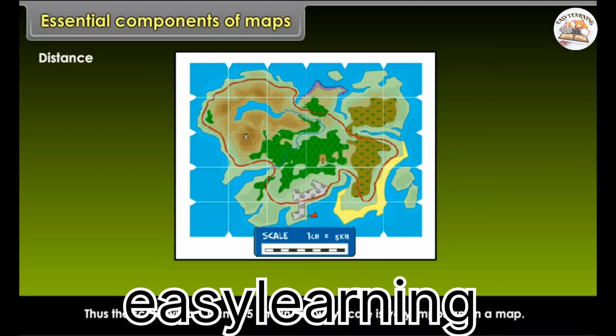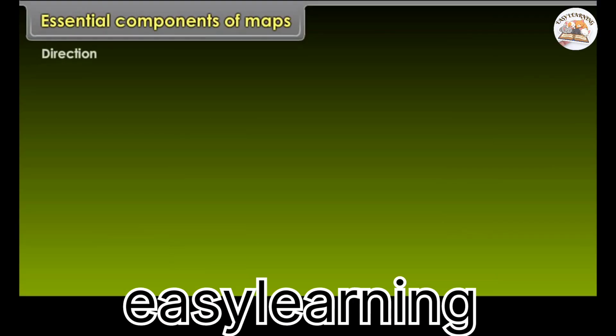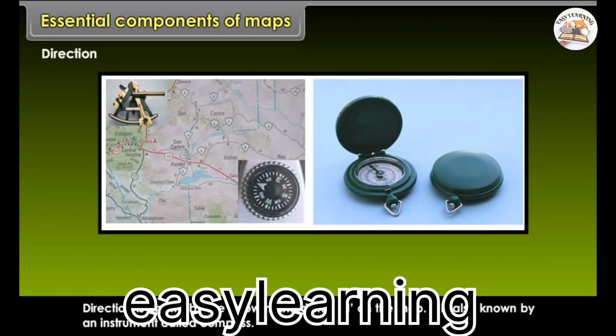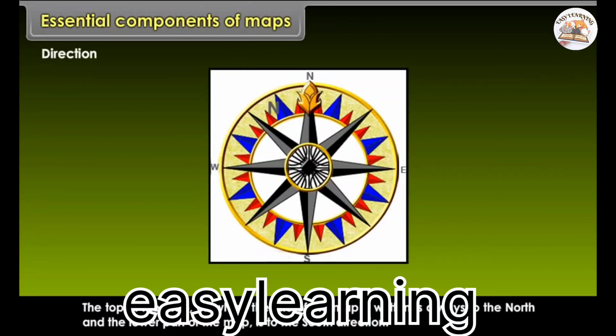For example, the distance between school and home of student is 10 kilometers. If he shows this 10-kilometer distance by 2 centimeter on a map, it means 1 centimeter on the map will show 5 kilometers on the ground. Thus, the scale will be 1 centimeter equals 5 kilometers. In this way, scale is very important in a map.